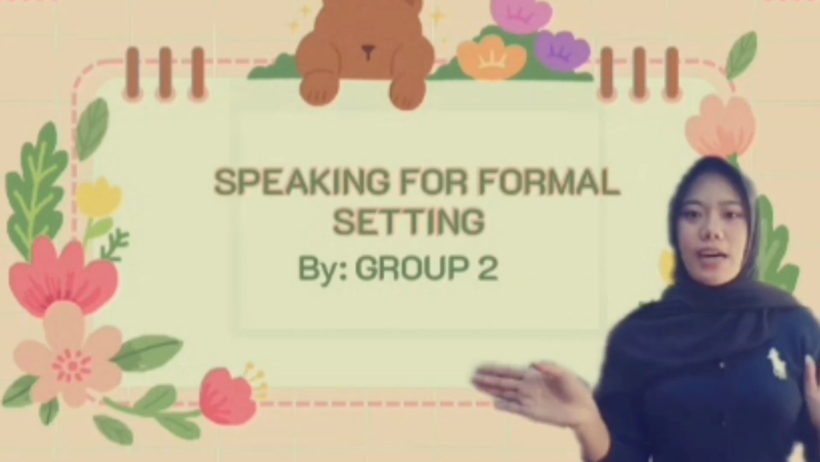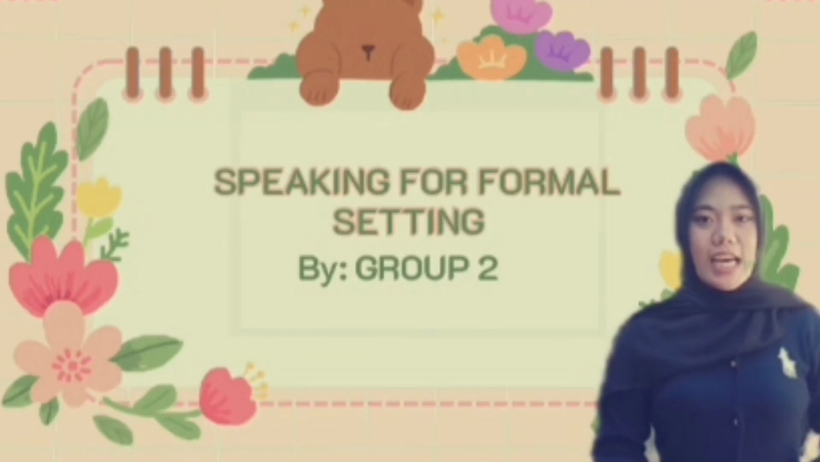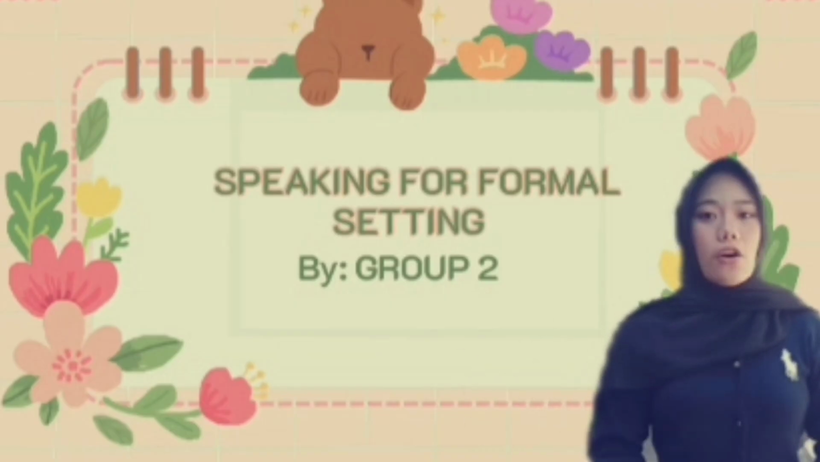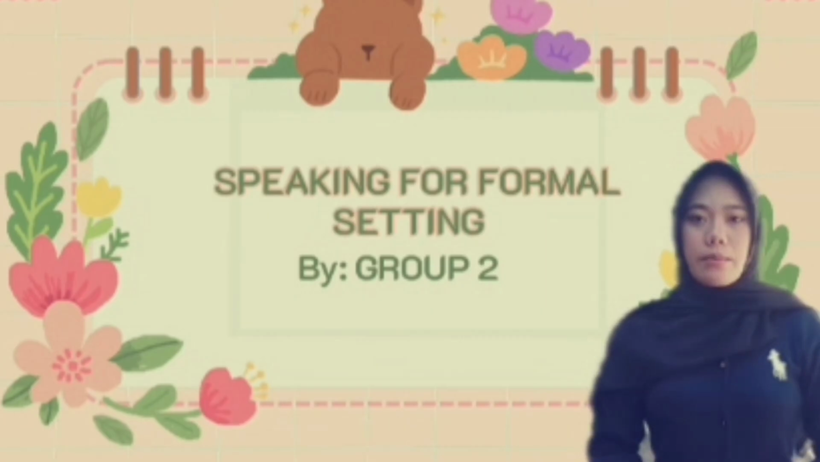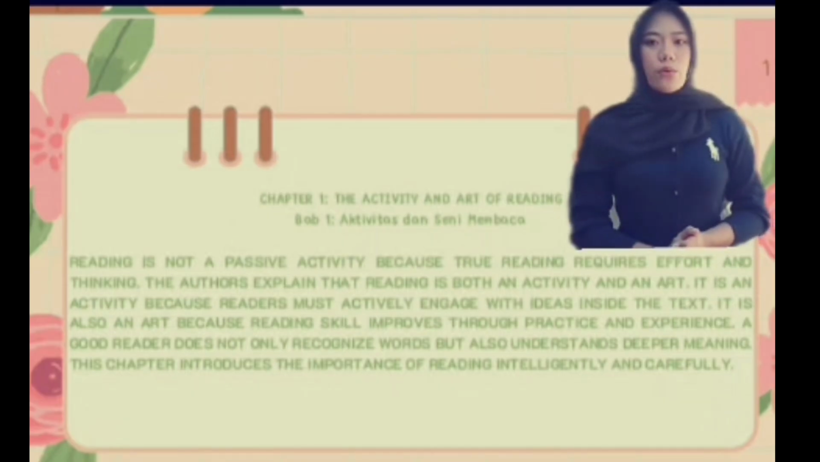Good morning everyone. We are from Group 2 and today we would like to present our final assignment for the Speaking for Formal Setting course. The title of our presentation is How to Read a Book by Mortimer J. Adler and Charles Van Doren. Let's begin with chapter 1.